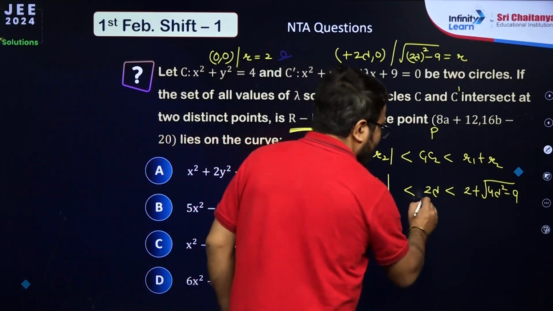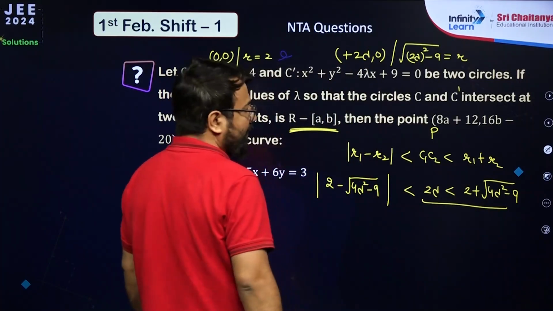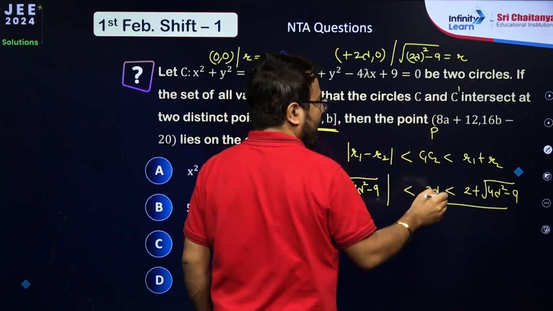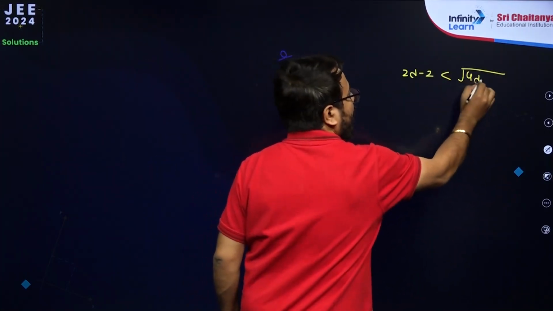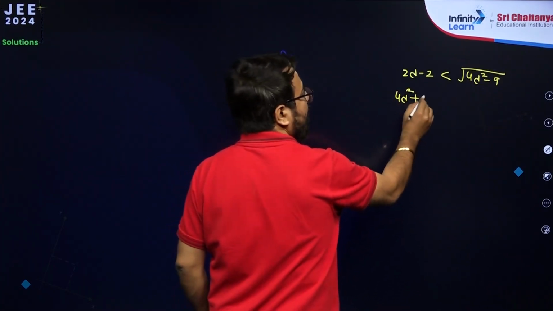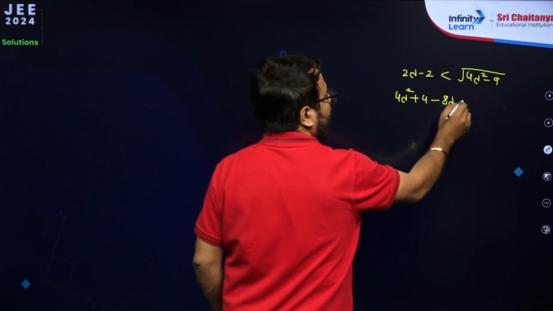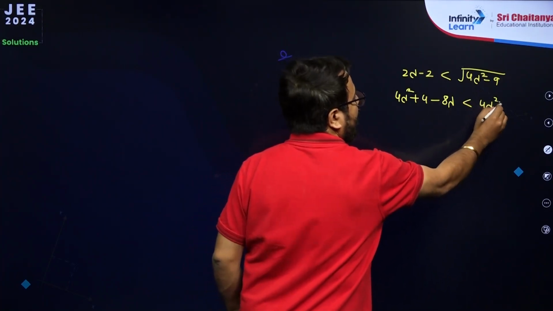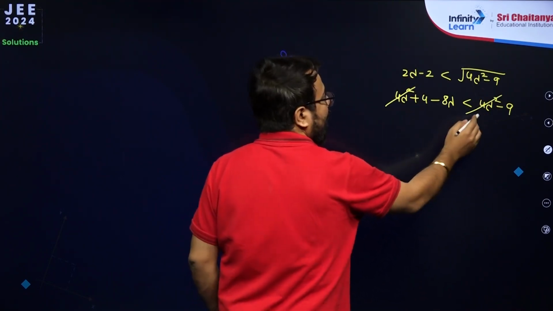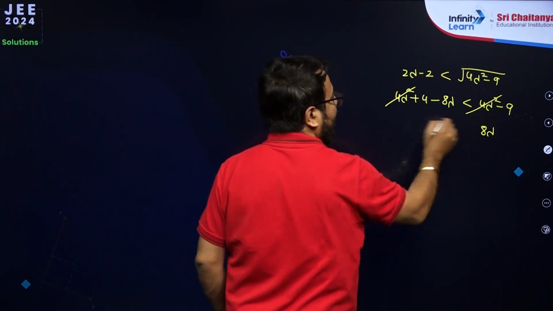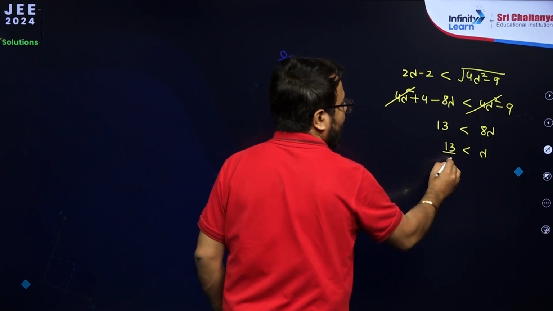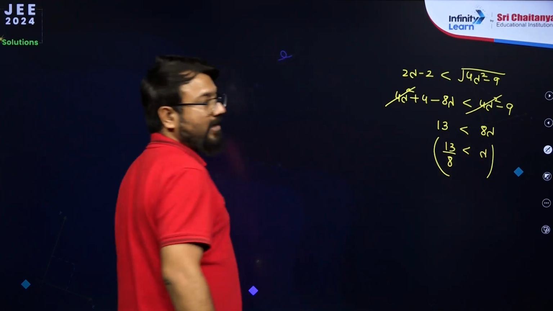So basically, let us deal with the right part. So here if I try to deal with the right part, I will see that 2 lambda minus 2 is less than the square root of 4 lambda square minus 9, okay? Then if I try to square it, a square plus b square minus 2ab is being obtained here. Here it is 4 lambda square minus 9, okay? Then 4 lambda square getting cancelled. Here I will write 8 lambda. Here 9 will be taken here. It will become 13. So lambda is greater than 13 over 8. This is the first inequality that we have got.